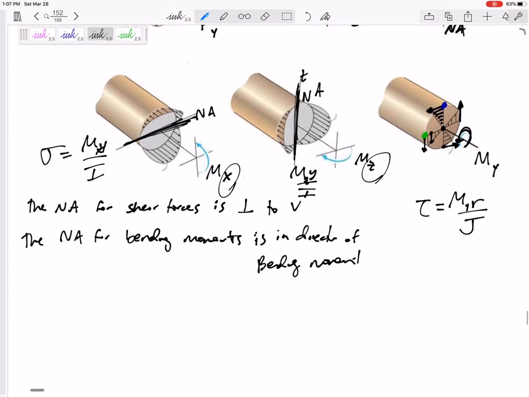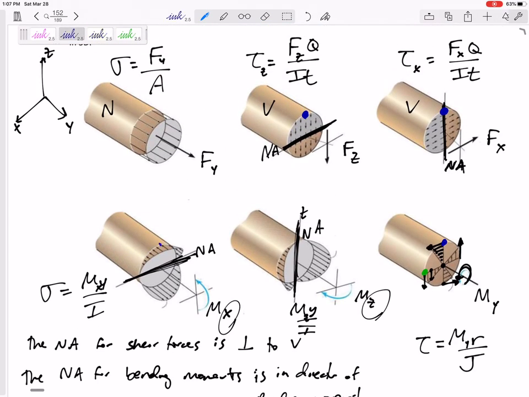All right, so let's think about this. Let's go back to, okay, what if I've got a blue point? What if I'm looking at the very top? Well, for this MX, yes, I would have some compression at the very top, MY over I. What's the Y? The Y would be the distance from the neutral axis to that point, and the I is just the shape, the I about the neutral axis.